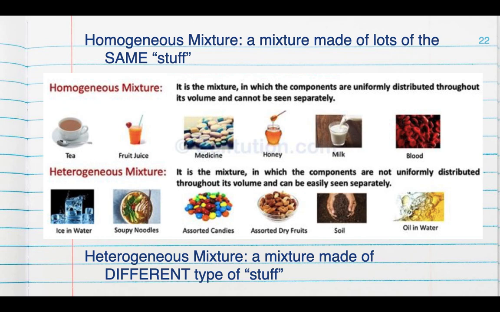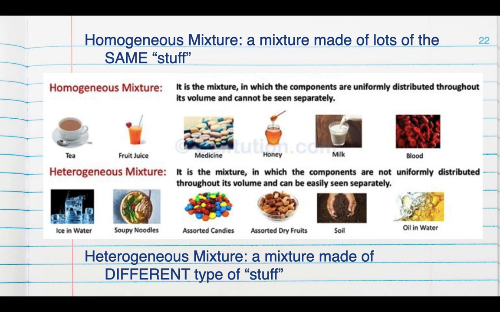My examples of the heterogeneous mixture. So if I look at the pictures, I have ice water, because if I take a sample, I might have a big chunk of ice, I might have a little chunk of ice. Soupy noodles. If you take a sample of your ramen, you may have one where it's all noodles, you may have one where it's the little peas in it, or the corn, or the pepper flakes. Assorted candies, M&Ms, you never know what you're going to get. You might get a handful of purples, those are Skittles. You might get a whole bunch of green, and maybe some browns.